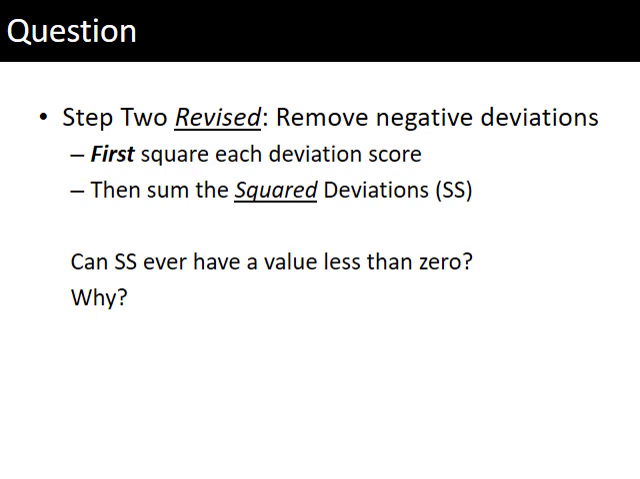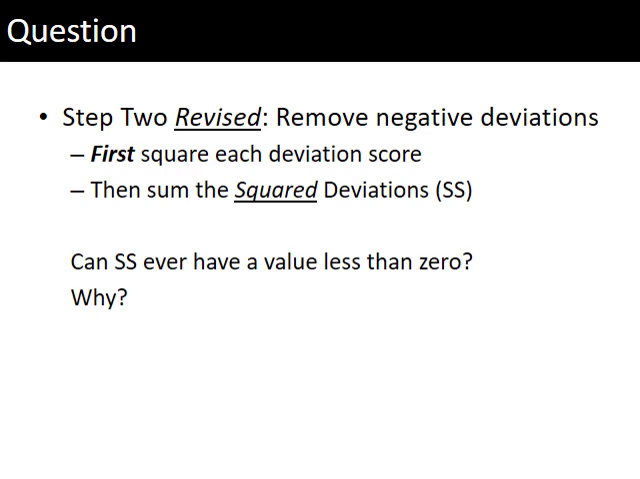So a couple of questions to consider. Can sum of squares ever have a value less than 0? While you're thinking about that, you might consider why that is the case. Well, no, obviously it can't, right? Because if we square a negative number, we end up with a positive value. Squaring any number is going to result in a positive value. So sum of squares can never have a value less than 0.